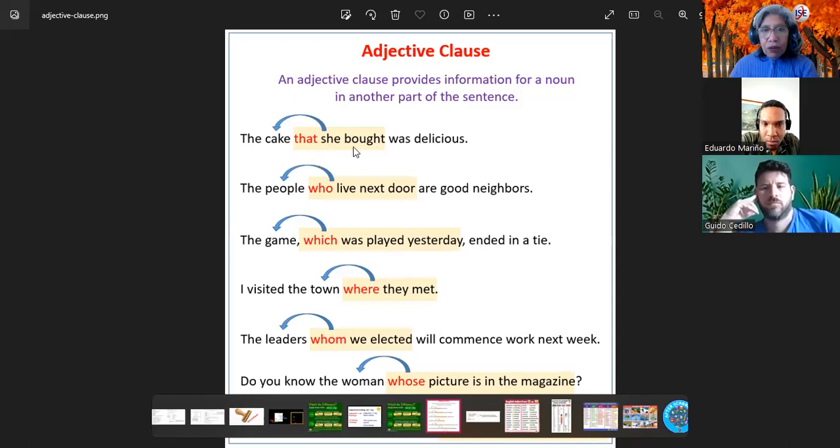And the adjective clause always refers to a noun that is before the clause. A clause is a short sentence. For example, the cake that she bought was delicious. Okay, I'm talking about the cake.